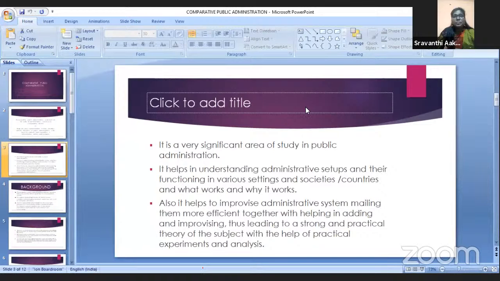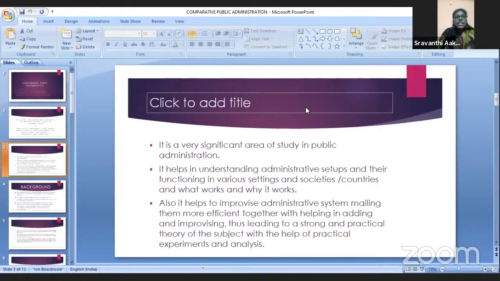And this comparative public administration gave a very good stand for us to understand the area of study. It is a very significant area of study in public administration. We need to understand the different settings or different administrative setups. By doing comparison, it's quite natural, quite basic in our day-to-day life that when we compare, we will get to know what are our flaws and what are our advantages.